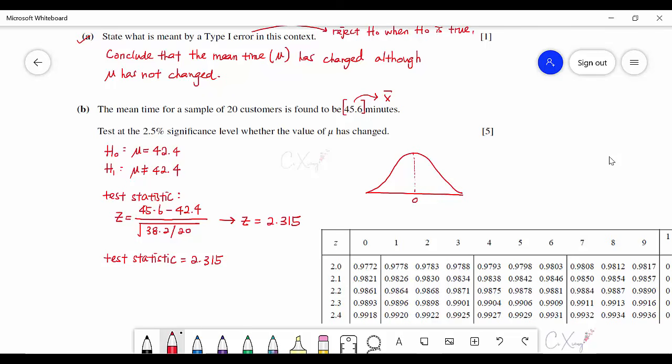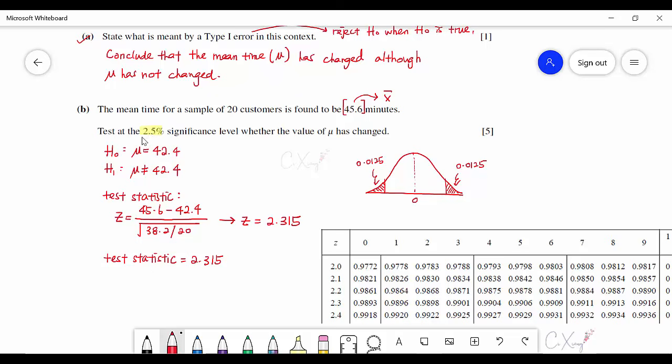Since they want us to run the test at 2.5% significance level, and this is a two-tailed test, we have two rejection areas. This is the first rejection area, and this is the second rejection area. The total area for both should be 2.5%, which means this will be 0.0125, and this is also 0.0125, so that when you total these two areas up, it becomes 2.5%.